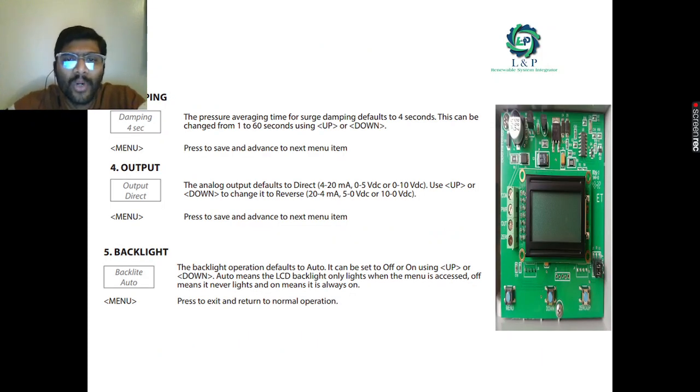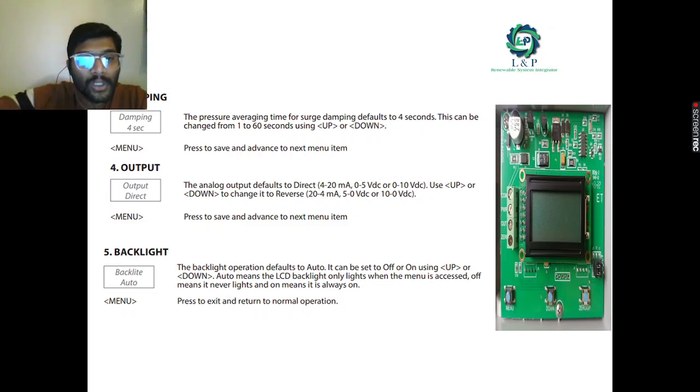And most importantly, damping. So what is this damping? The pressure average time for surge damping defaults to 4 seconds. This timing you can change from 1 to 60 seconds using the menu button by shifting from one option to the next option, and most importantly using the up and down options you can change it.